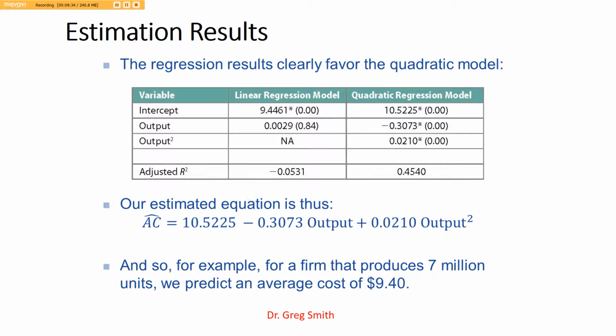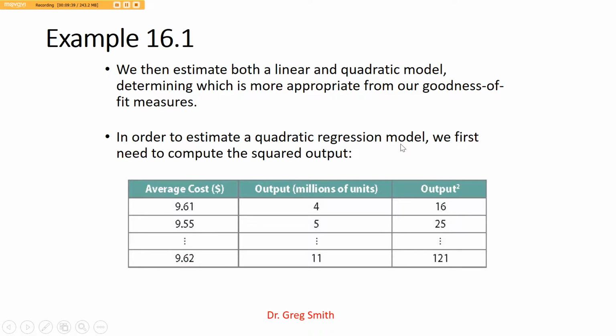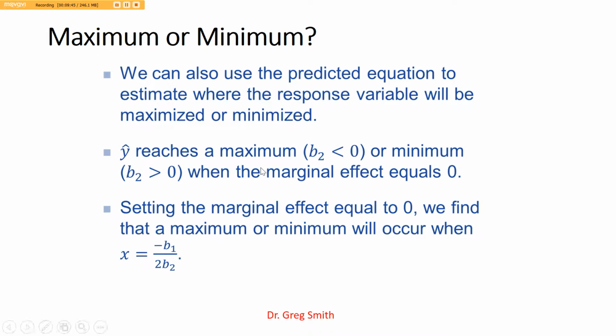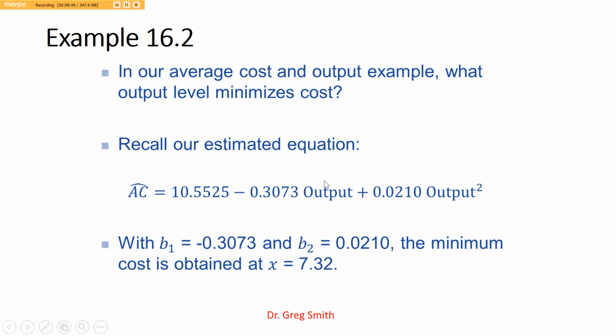So if we go back a second, we have to find out what we're doing here. b2 would be output squared, and we're going to see the leading coefficient be positive. With it being positive, it's going to find a minimum. So from this equation we just had, plugging in the values for b1 and b2, you know that the minimum cost is obtained at 7.32. That's the lowest predicted minimum cost you can get.